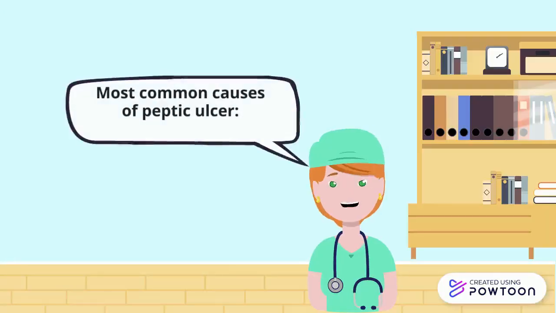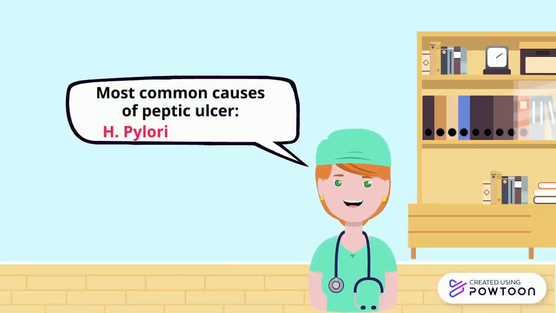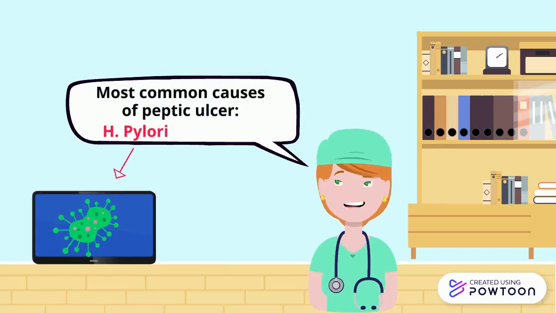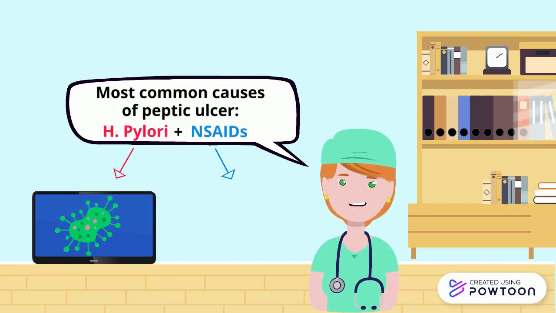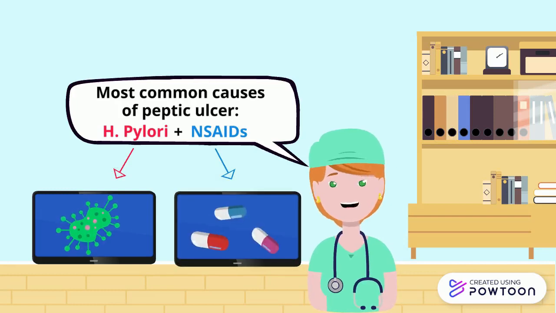The most common causes of peptic ulcers are infection with the bacterium Helicobacter pylori and long-term use of non-steroidal anti-inflammatory drugs such as aspirin and others.